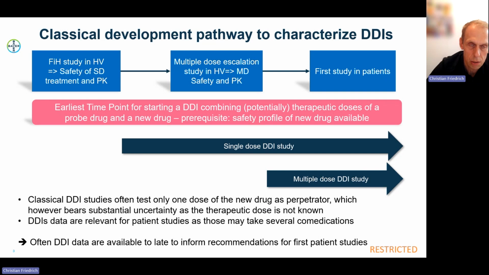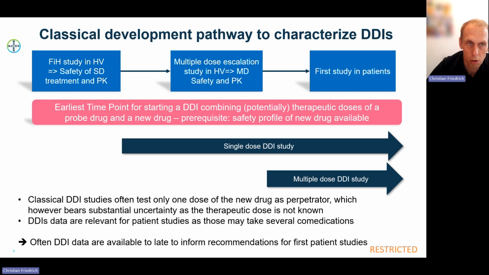Now, what is the earliest time point we could test for such a drug-drug interaction? Because we are testing the two drugs both at therapeutic doses, that is only once we have the safety data from the new compound available. We cannot initially combine them, because then we would have mixed safety signals, and those initial studies are really for determining the safety of the new drug on its own. So if we have a single-dose drug-drug interaction study, then the earliest time point would be once we have the safety data from the first-in-human study available.